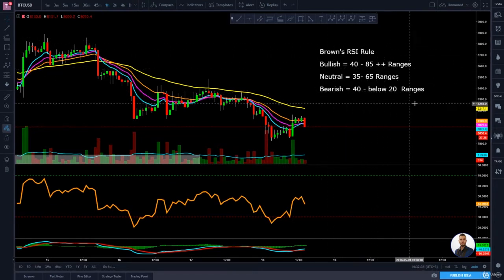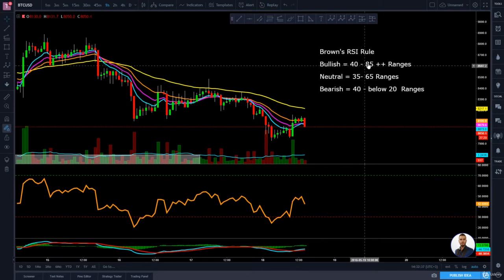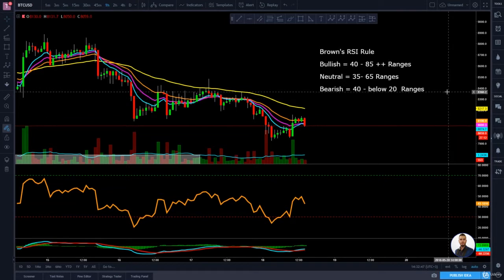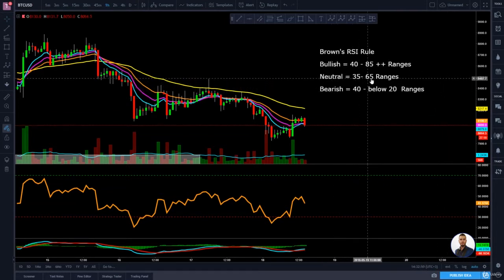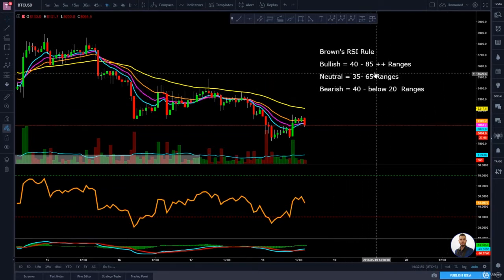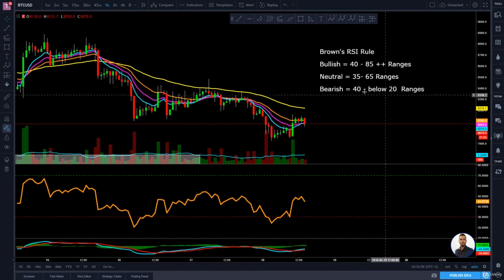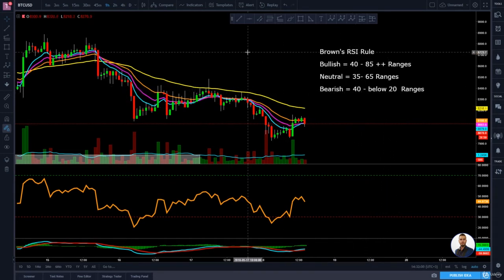We have to remember that for a bullish zone, we want to be anywhere between 40 and 85 and up. And it is important for us to hit these numbers on high time frames to consider a very bullish uptrend. For a neutral zone, it hovers between 35 and 65 ranges. And now for a bearish zone, we are looking for the negative, that means well below 20 to the 40-45 range.